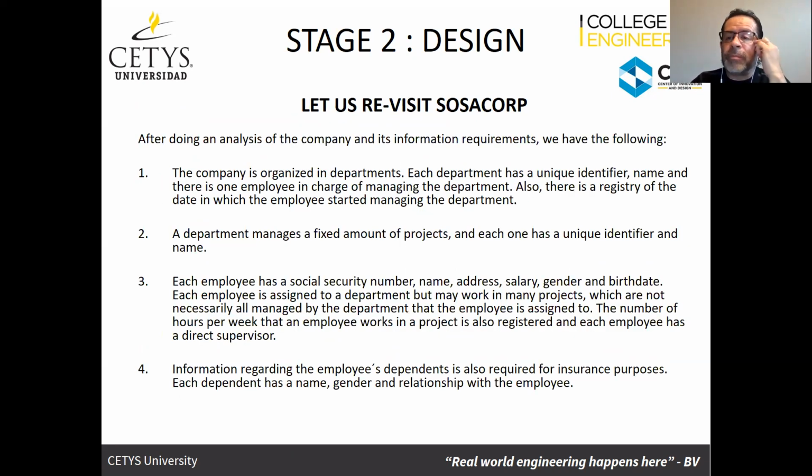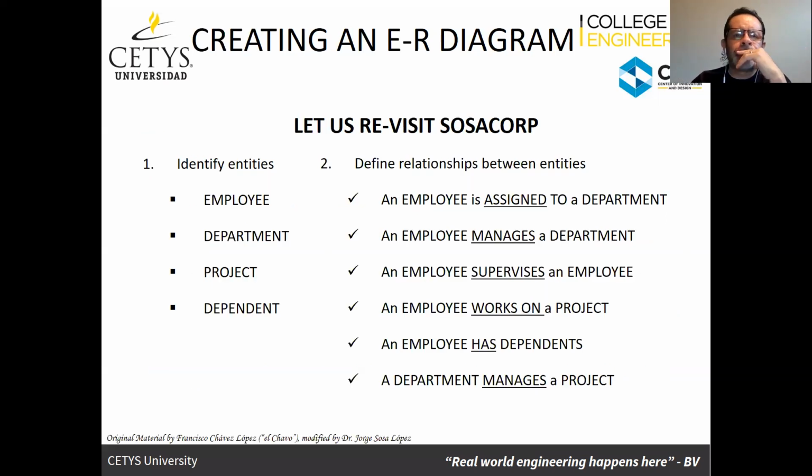We had mentioned that the company was organized in departments. It has employees. Employees work on departments. Employees can also work on projects, and departments manage projects. And employees can manage a department. And employees also had dependents, and these were defined for insurance purposes.